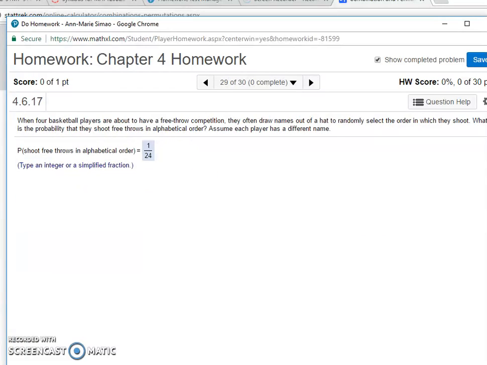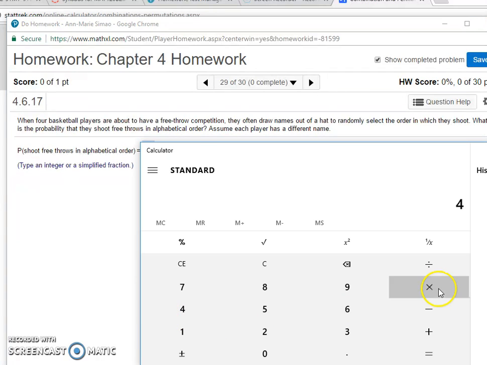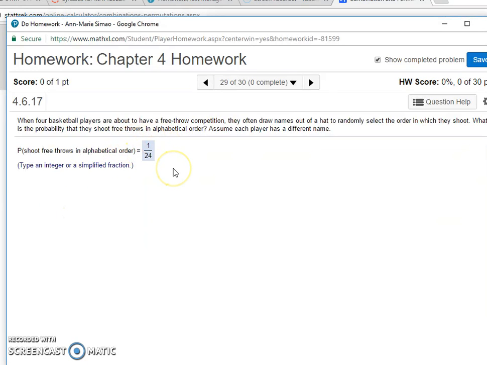When 4 basketball players are about to have a free throw contest, they often draw names out of a hat to randomly select the order. What is the probability that they shoot free throws in alphabetical order? Assume each player has a different name. So remember with probabilities, the numerator is the number of positive outcomes. So how many ways can they be in alphabetical order? Only one. How many orders can they be? Well, there can be 4 factorial for the orders. 4 factorial is going to be 4 times 3 times 2 times 1, which is 24. So one out of the 24 ways that it can be chosen would be alphabetical.